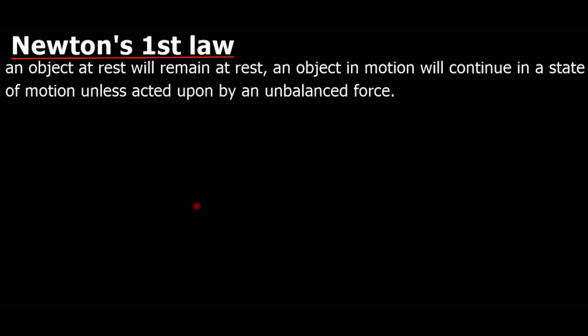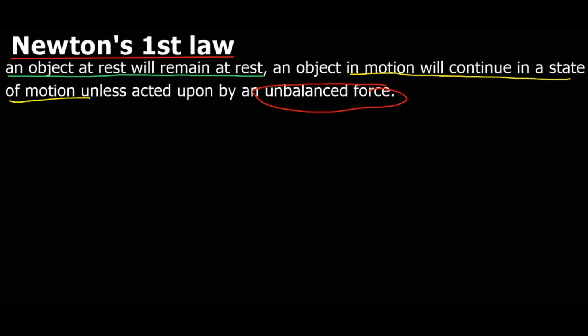Actually, this law is made up of two parts. The first part: an object at rest will remain at rest. And then the second part: an object in motion will continue in a state of motion unless acted upon by an unbalanced force. So first, this first part. When it says rest, something is at rest, it is not moving, it is stationary.